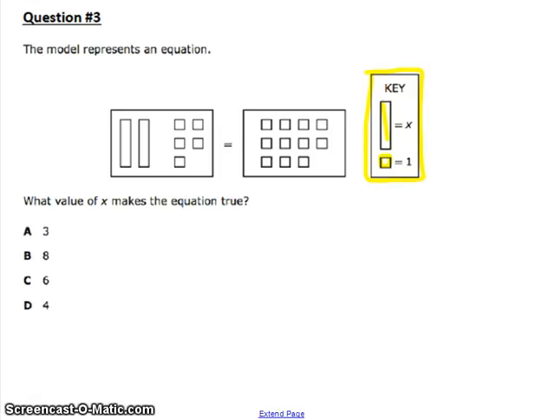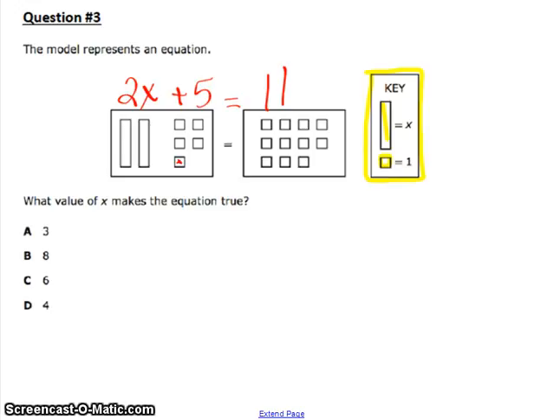Once you understand the key, then you can go in and you can write the equation. I have 2 long bars, and so that means I have 2x. I have 5 positives on this side because each one of these represents a positive 1, so I have a positive 5 or plus 5, and it is going to equal a positive 11, because I have 11 singles on the right side, and each single is a positive 1.